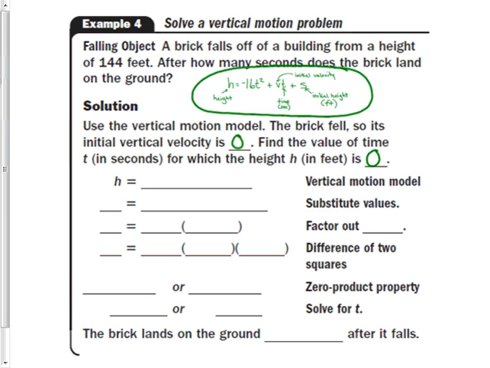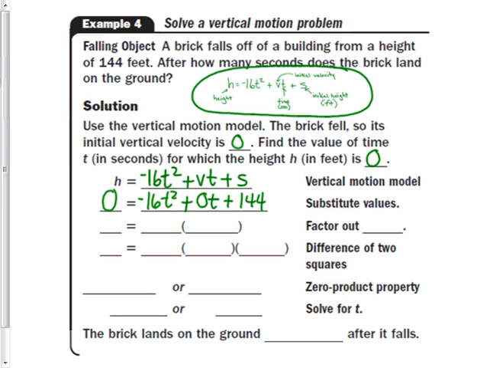So our vertical motion model is h is equal to negative 16t squared plus vt plus s. So negative 16 times the time in seconds squared plus the vertical velocity times the time in seconds plus the starting height, or initial height. We're going to substitute in the values that we have. We want to know when the height was 0, negative 16, we don't know the amount of time, we're looking for that, plus the vertical velocity was 0, so we would say 0t, plus s is 144.